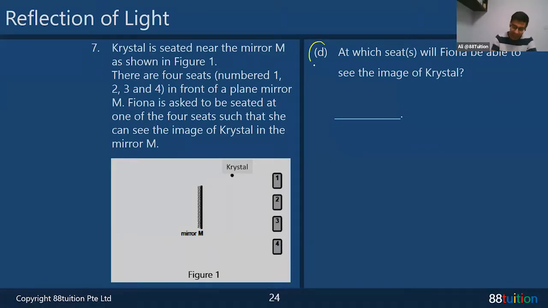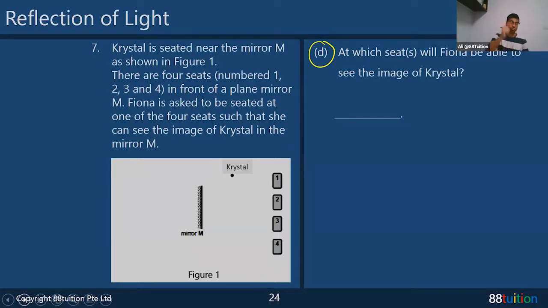Can you see, after you answer A, B, C, then finally you come to D, and then Fiona can pick her seat. Fiona has to sit on a seat where she will be able to see the image of Crystal. Where? Okay, let's flash to you quickly again. It should be like that. And there should be a seat which she chooses: 1, 2, 3, or 4. How to know? You will tell me next week.